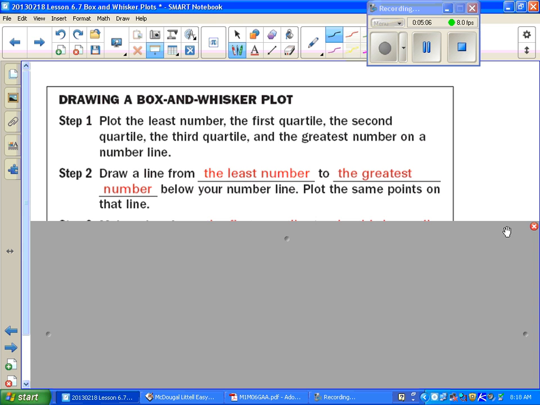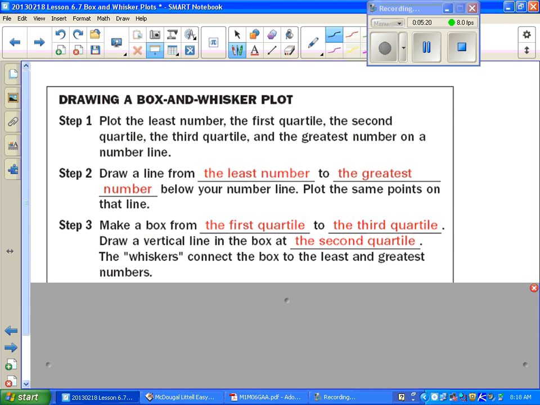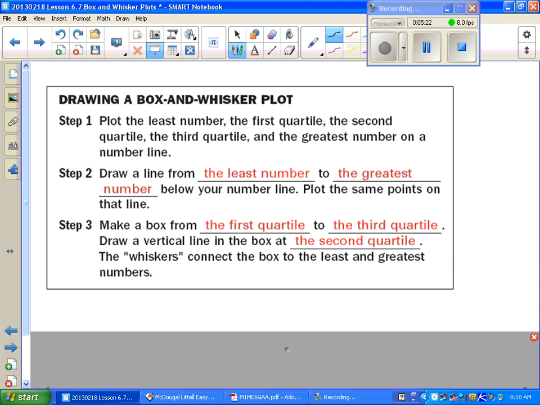You don't need to include numbers that are smaller than the smallest one you're looking at, nor do you need to include anything that's larger than the largest one you're looking at. And then step number 3 is to just make a box from the first to the third and draw a vertical line at the second. And we'll look at exactly how to do that on example number 2 in just a second.